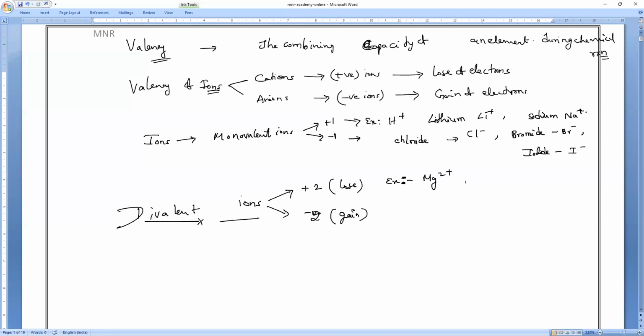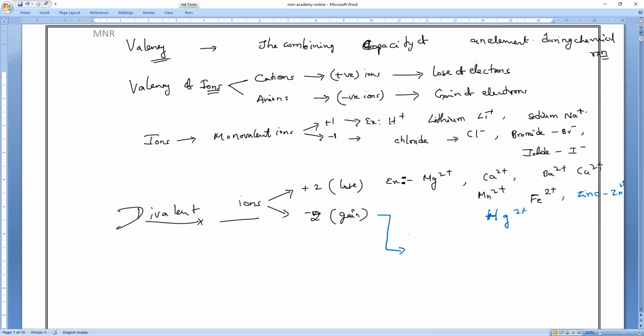Mg2 plus, magnesium; calcium, Ca2 plus; barium, Ba2 plus; copper, Cu2 plus; manganese, Mn2 plus; ferrous means iron 2 plus; zinc, Zn2 plus; and mercury, Hg2 plus. These are all examples of divalent ions.